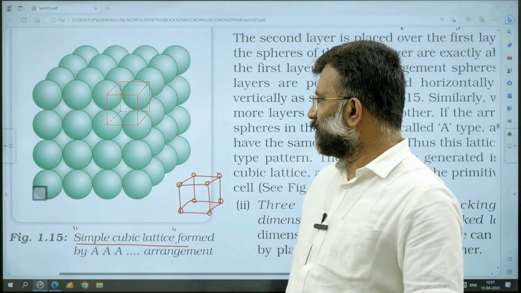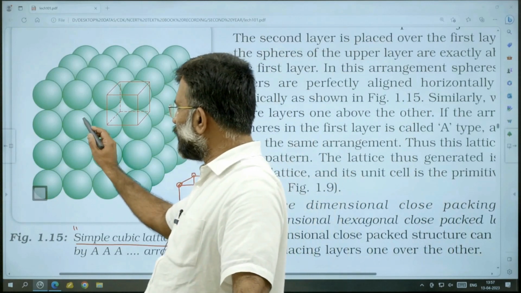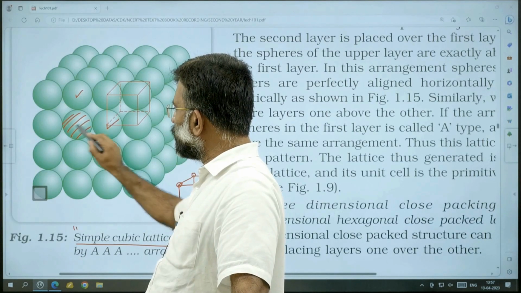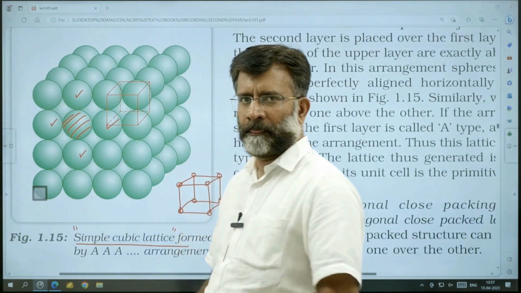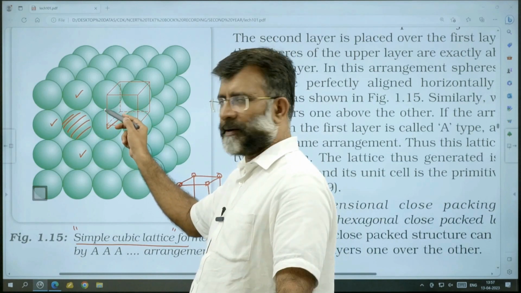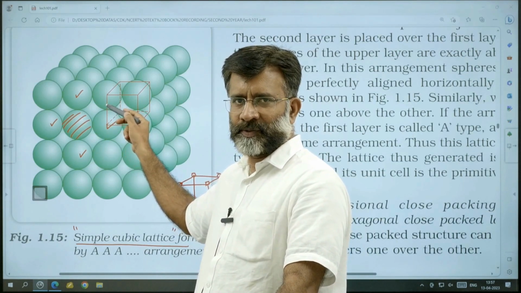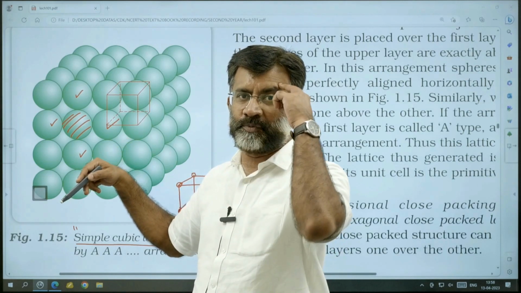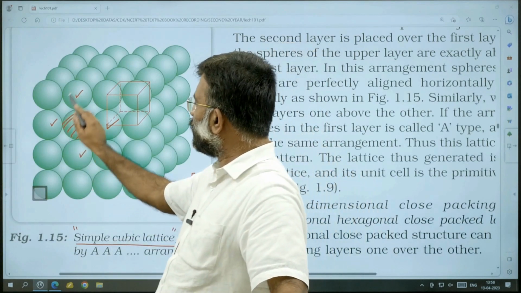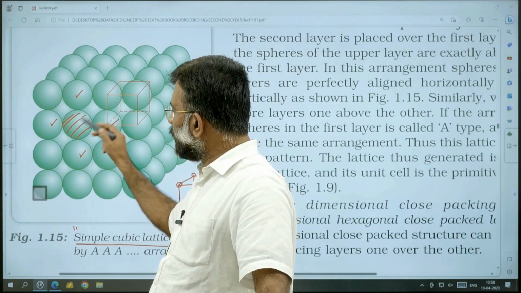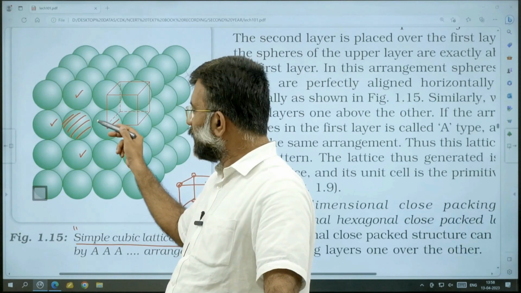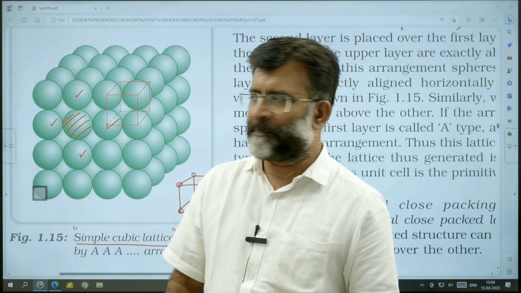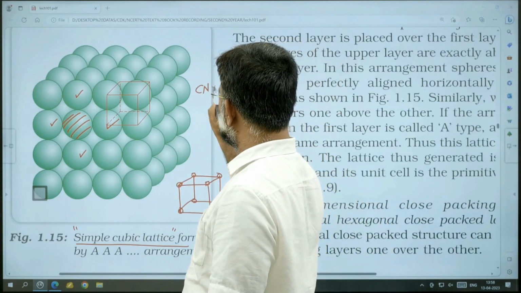What is the coordination number for the simple cubic system? Very simple to understand. If you take one particle, it is in contact with 1, 2, 3, 4. Behind this particle, there is one particle in contact, so 5. In front of this particle, there is one particle in contact. Please assume 3D. So the total is 6, the coordination number.